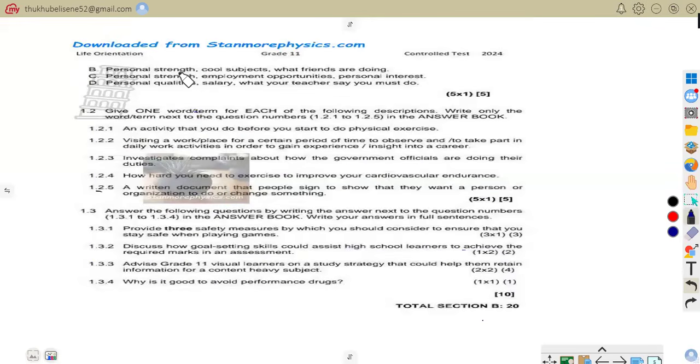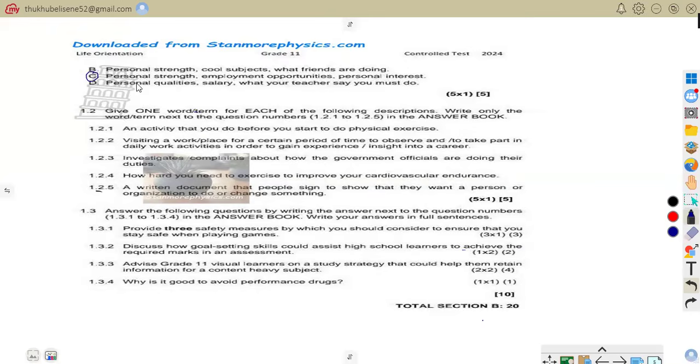B, personal strength, cool subjects, what friends are doing. C, personal strength, employment opportunity, personal interest. D, personal quality, salary, what your teacher says you must do. So the correct answer for that question 1.15 is C.